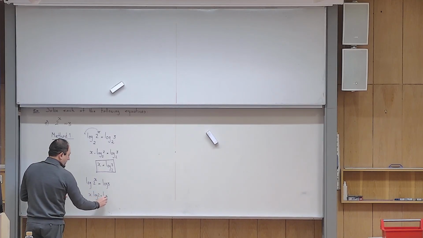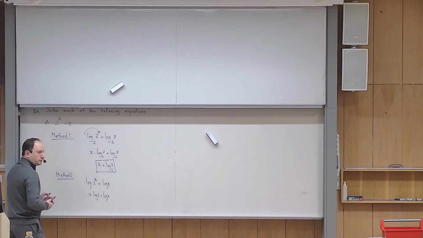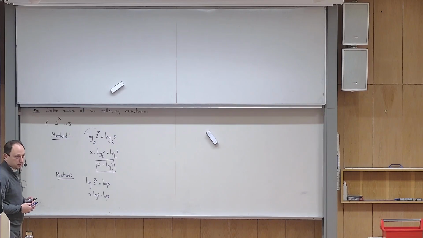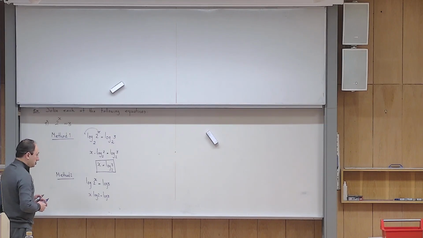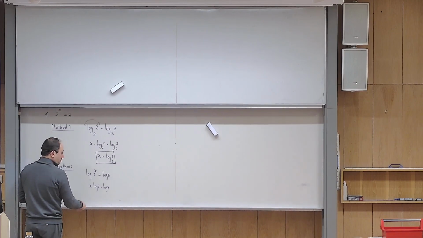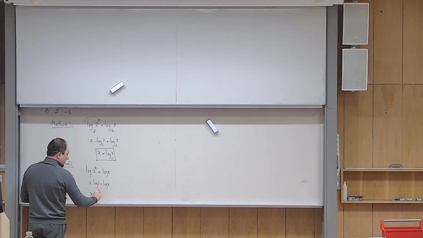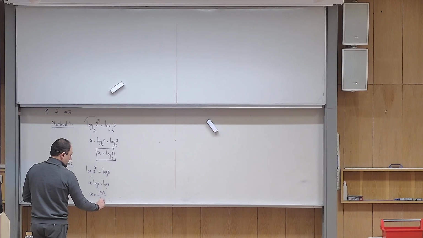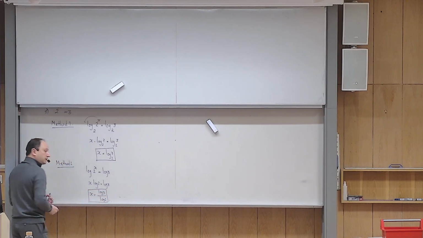But now the point is that if I choose base 10, this cannot be simplified further. So log of 2 is just log of 2. But I want to isolate x to find x. So I have to divide everything by this coefficient. Then x becomes log of 3 divided by log of 2. If you provide that answer, that is also correct.